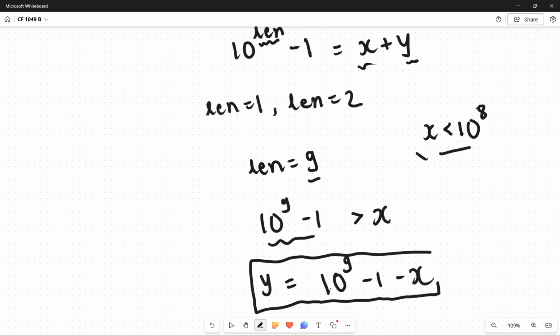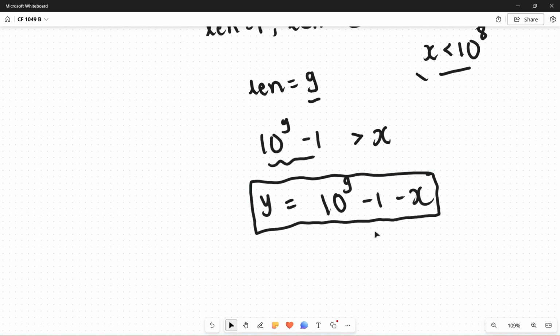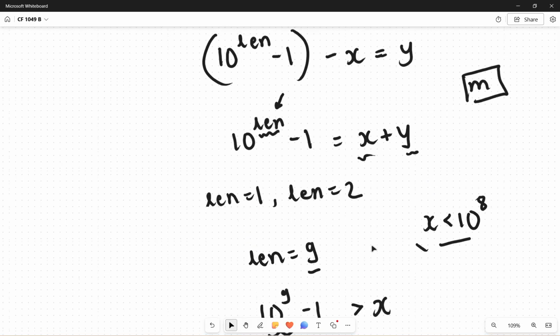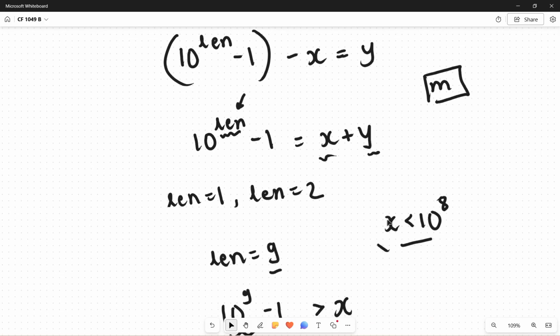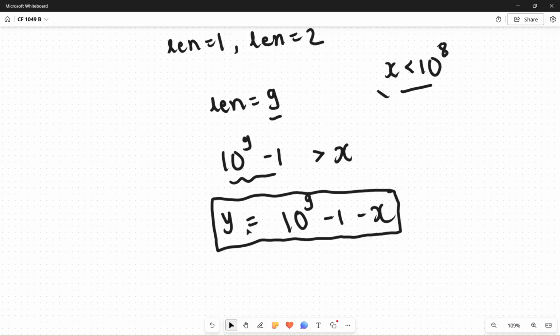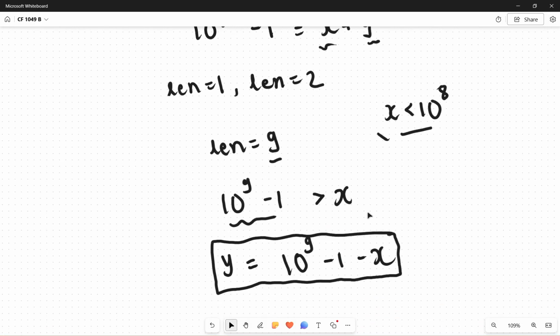And yes, this will satisfy all of the conditions that are given in the problem. And yes, that's basically the solution. You try to eliminate m and work the things around, and this is the simple way to choose y or length basically. And by choosing length equal to 9, this expression also guarantees you that the length of y would be 9.